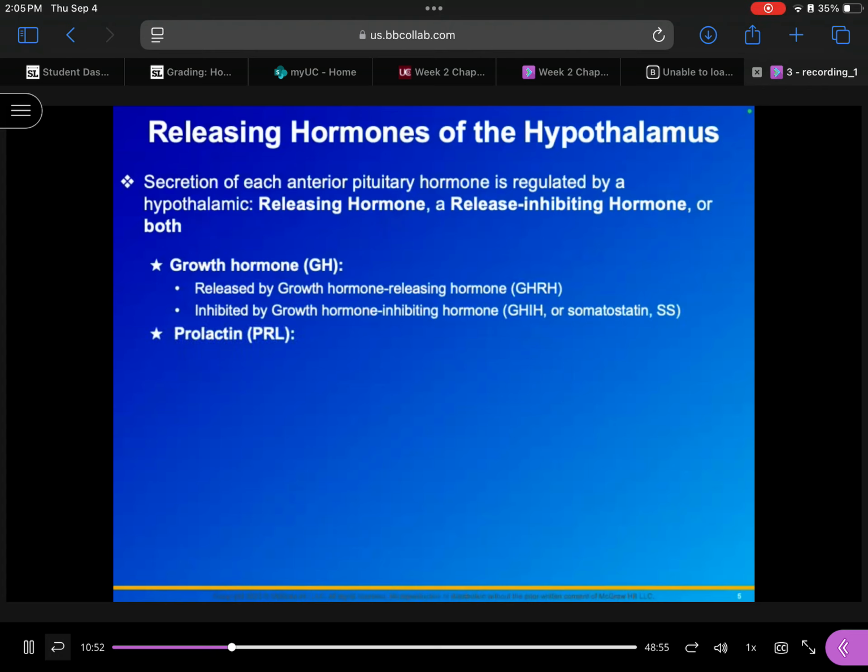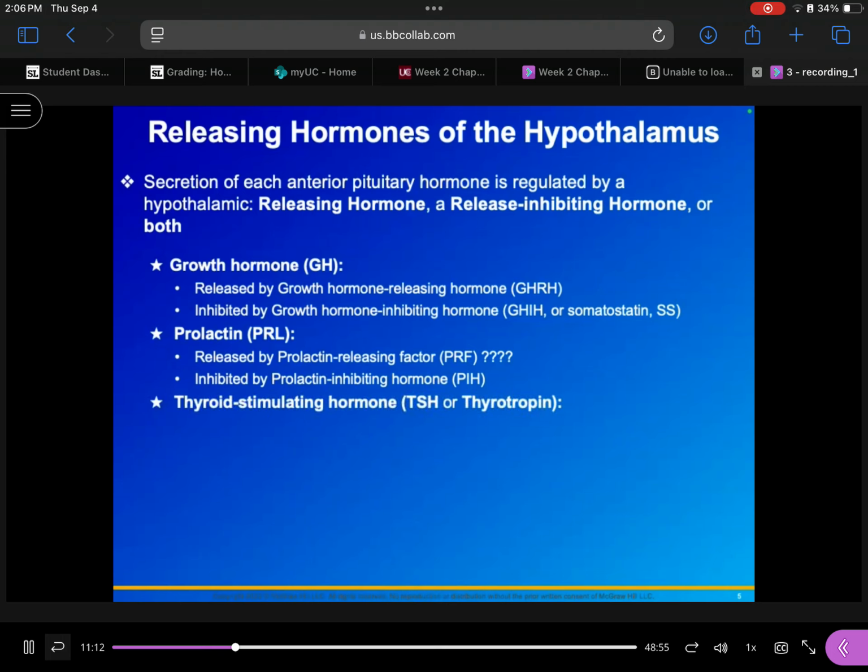All right, then we have prolactin, and we talked about prolactin releasing factor. Remember, it's a factor because we don't know all the ins and outs about it anyway. It's still called a factor. And so prolactin is going to be inhibited by prolactin inhibiting hormone, or PIH.